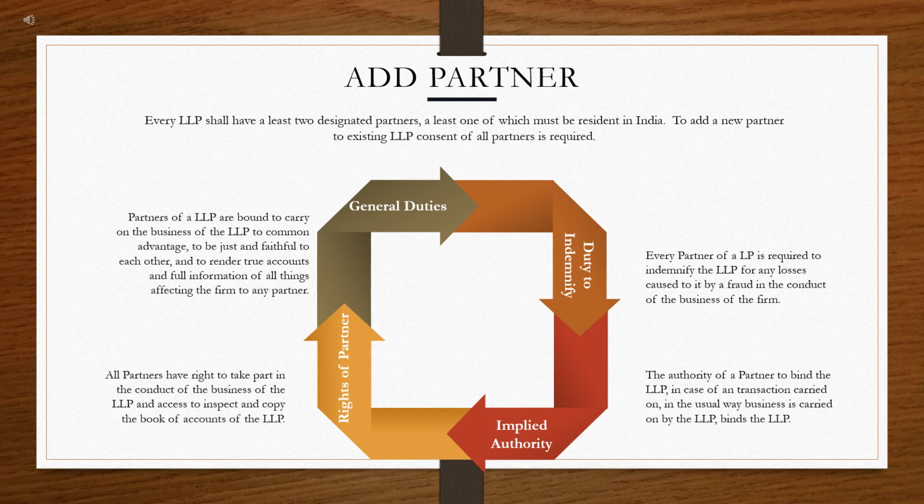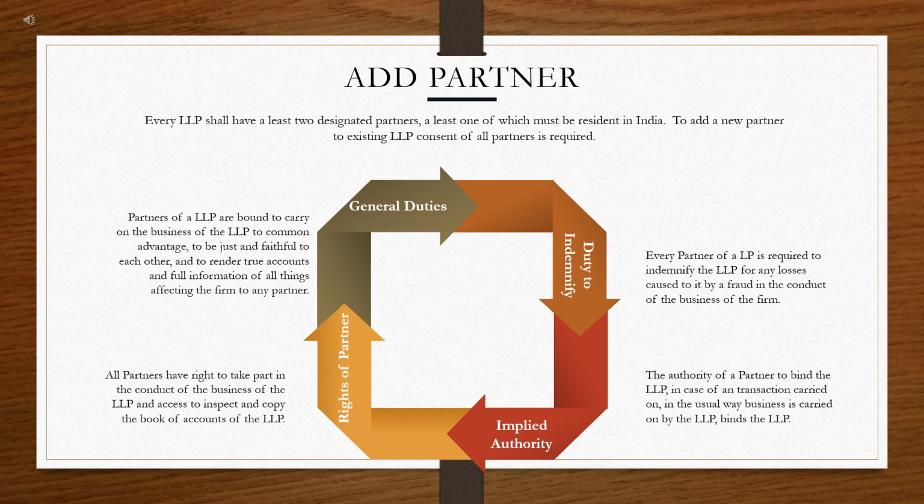Supplementary LLP agreement is also required to be filed with the concerned Registrar of Companies in e-form LLP3 within 30 days of the appointment of the designated partner. General duties. Partners of a LLP are bound to carry on the business of the LLP to common advantage, to be just and faithful to each other, and to render true accounts and full information of all things affecting the firm to any partner.